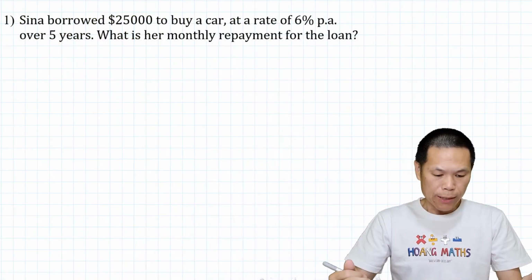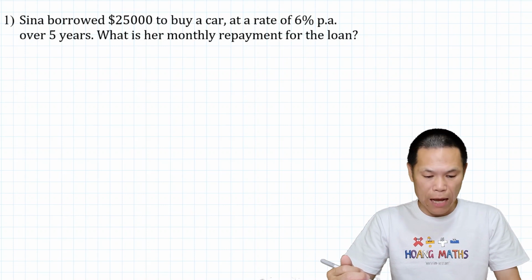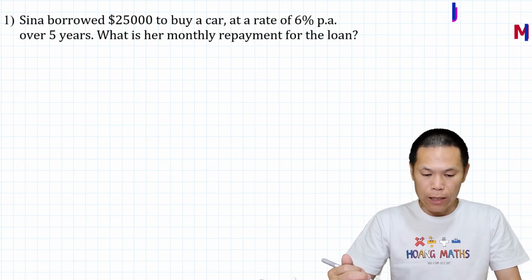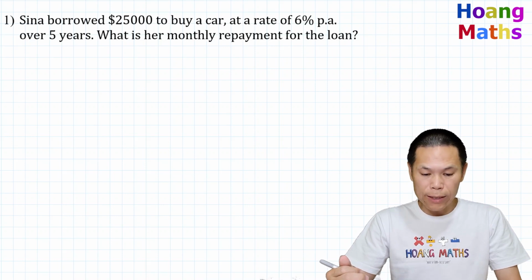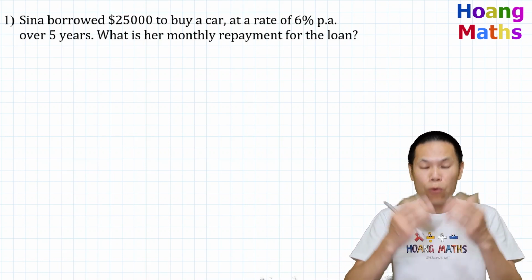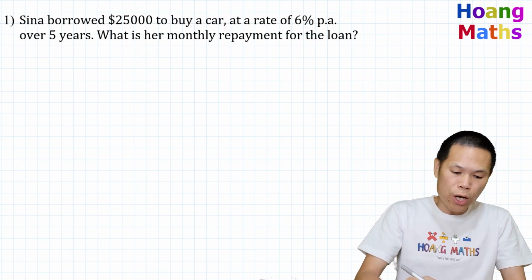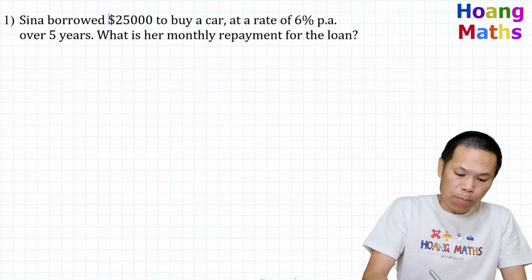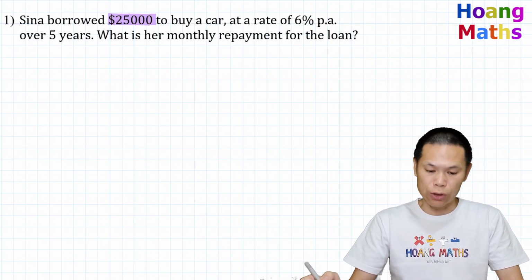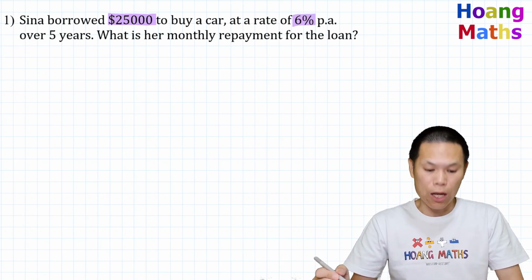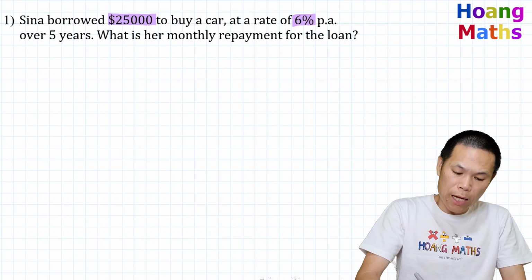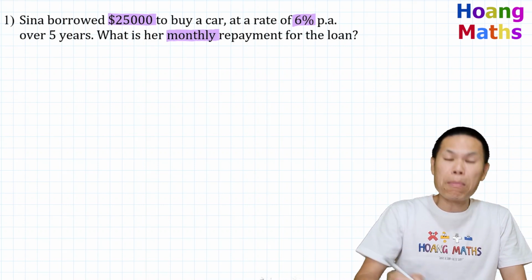First one, Sina borrowed $25,000 to buy a car at a rate of 6% per annum over 5 years. What is her monthly repayment over the loan? So first of all, we know that Sina borrowed $25,000 and the interest rate is 6% per annum. But then she has to pay every month, okay, monthly repayments.